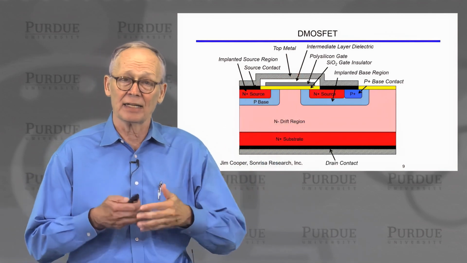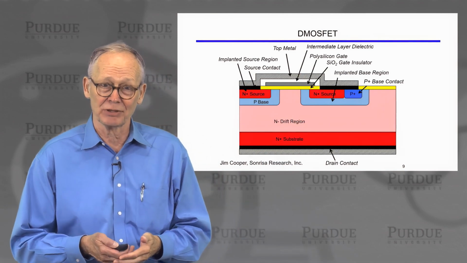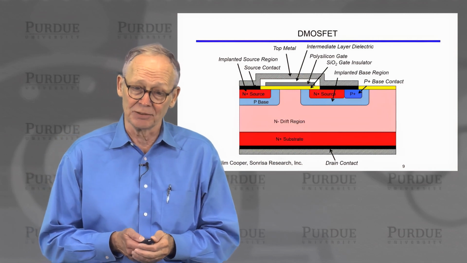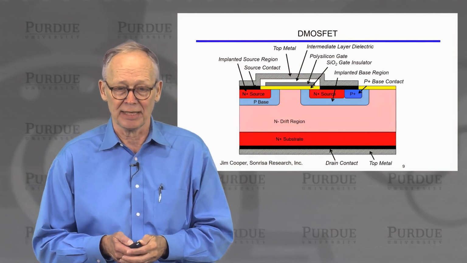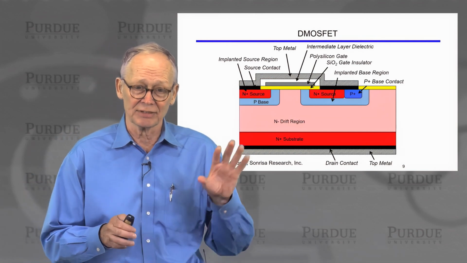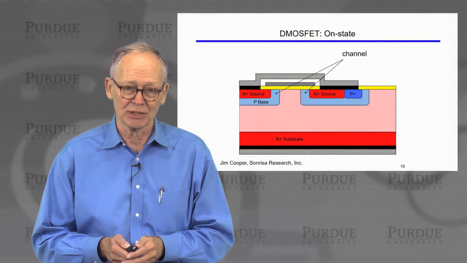There is a drain contact on the bottom of the transistor. So the current flow from source to drain is going to be vertical. The drain is on the bottom. There's a metallic contact there on the bottom, and some metal on the bottom. So that's the basic structure of this diffused MOSFET, this D-MOSFET.